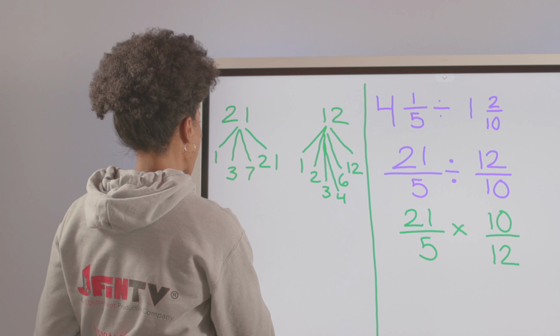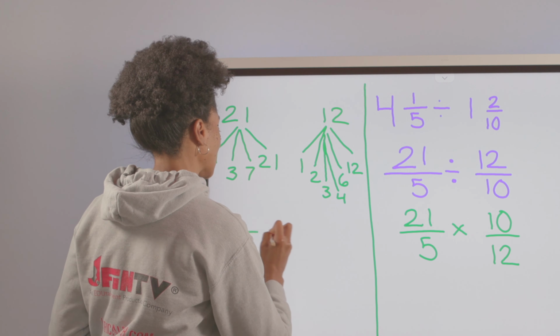All right. Now we're going to look at the other diagonal numbers. What are the other diagonal numbers? 10 and 5.